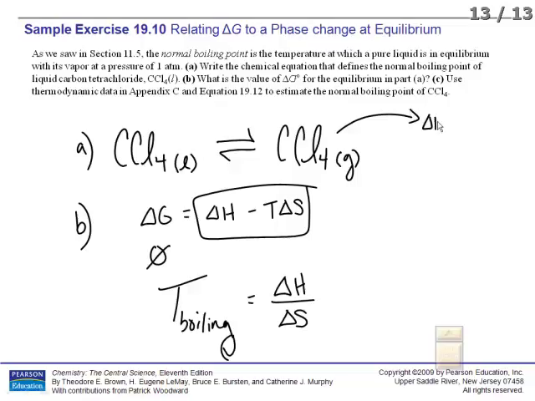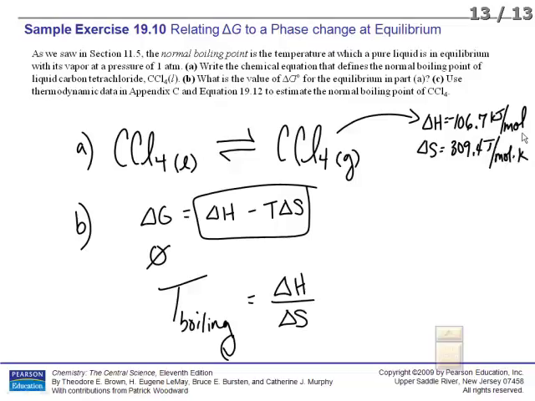So delta H, 106.7. And sorry, that's negative 106.7. Keep in mind your units. Kilojoule per mole. Delta S, 309.4. And remember, this is joules per mole K.